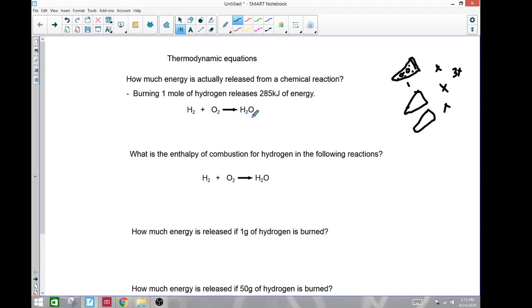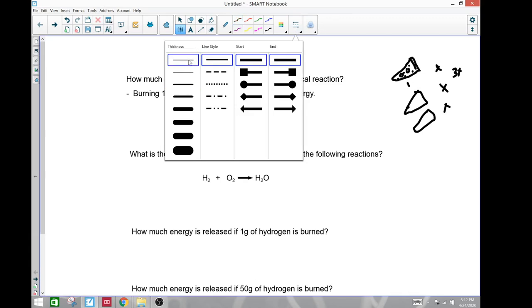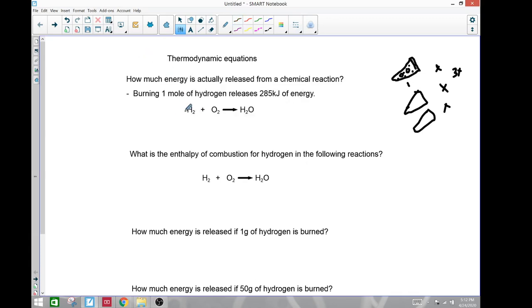So a thermodynamic equation indicates the chemical reaction, and then it indicates how much energy is being given off in that chemical reaction. Now, first of all, you have to be balanced. When I balance this, there are several ways you can balance it. So I could take this one and balance it, and we get 2 and 2. So we need a 2 here, and then we need a 2 here. Now that's balanced.